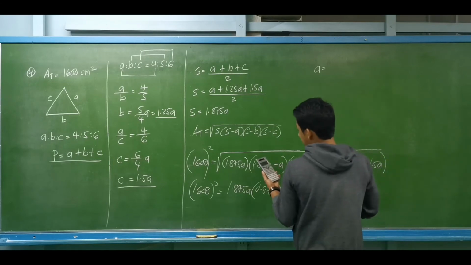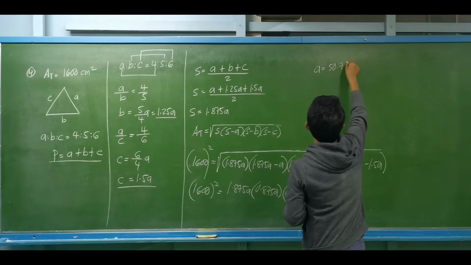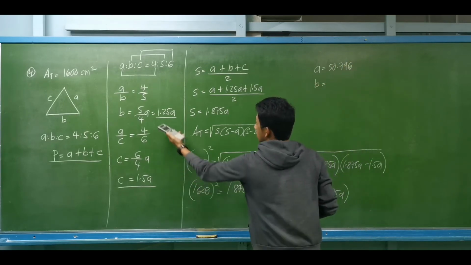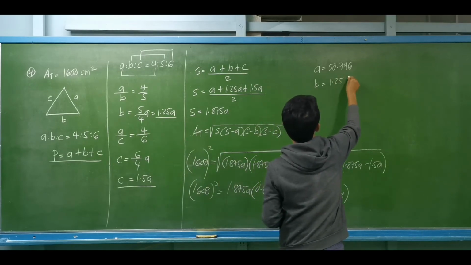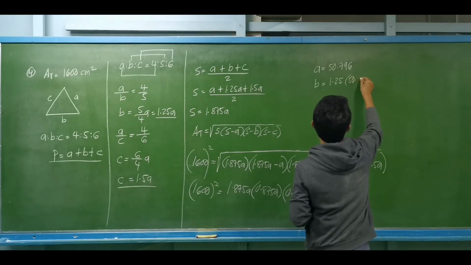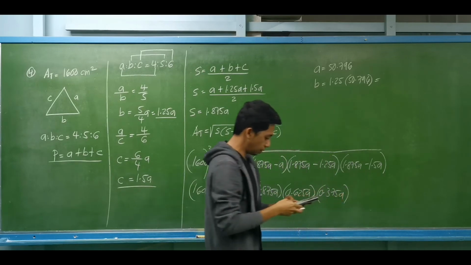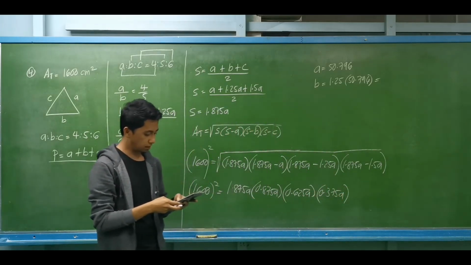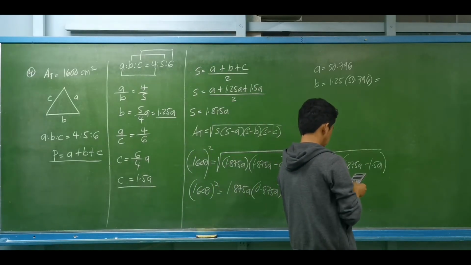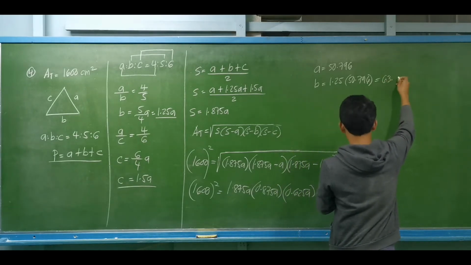Okay, so the value of side A is equal to 50.796. Side B is 1.25 of side A, that is 1.25 of 50.796. What will be the equivalent of this? So we have 1.25 of 50.796 is equal to 63.495.